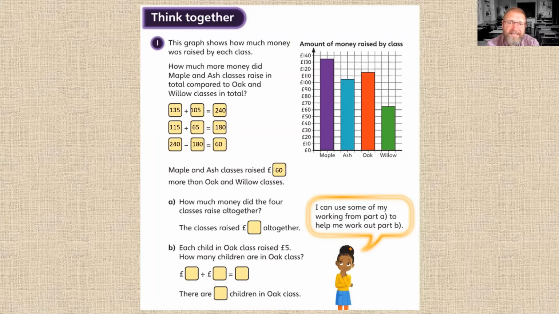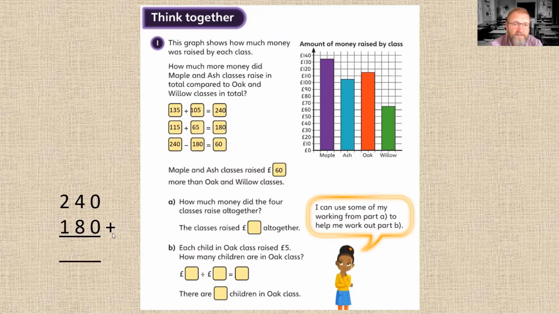Now question 1a says, how much money did the four classes raise altogether? So we need to add together all the totals of the classes. So we know that Maple and Ash raised 240, and we know that Oak and Willow raised 180 altogether. So that's 240 plus 180.